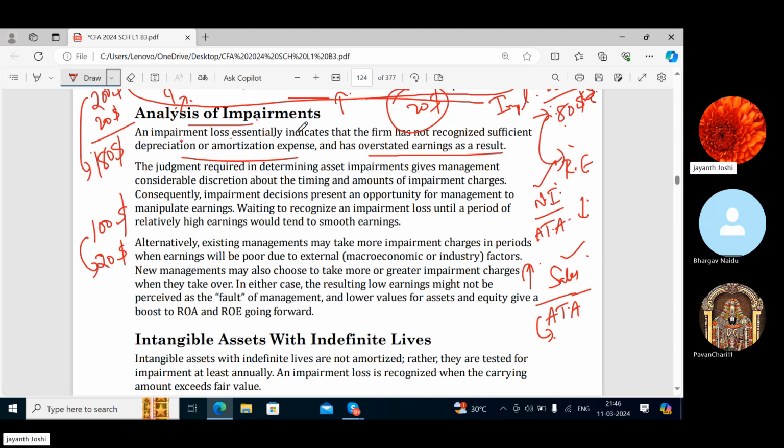Impairment loss essentially indicates, most importantly, that the firm has not recognized sufficient depreciation or amortization expense. Now what happens? The asset becomes $80. Now the depreciation is $8. The depreciation has decreased and this will overstate the earnings, right?